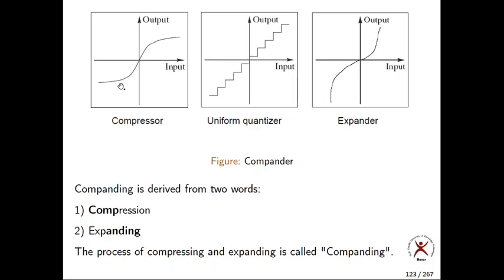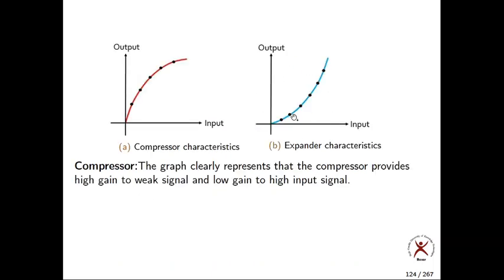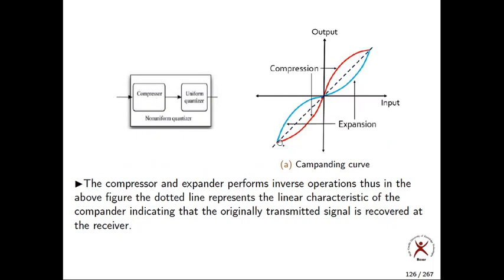So that should not happen. That's why we do the reverse of the compression, which is called expansion, at the receiver side, so that there won't be any change in the message signal. This diagram tells us everything about the compression, expansion, and the combined effect of compression and expansion is just like a straight line, which means there is no change in the message signal.